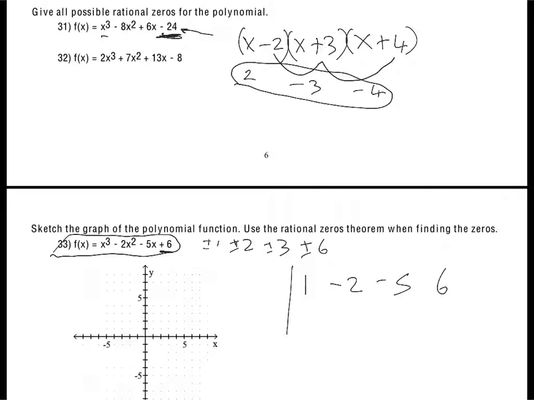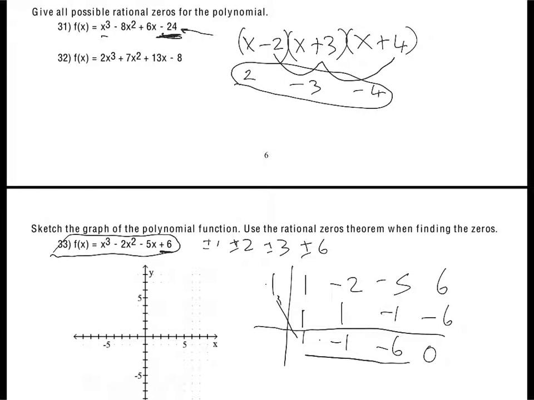So, well, what the heck? Let's try a 1. Remember, bring down the first number there. 1 times 1 is 1. Add those two together, you get negative 1. 1 times negative 1 is negative 1. Add those two together, you get negative 6. 1 times negative 6 is negative 6. Oh, there you go, it worked. So that is fine. We just got lucky, seriously.